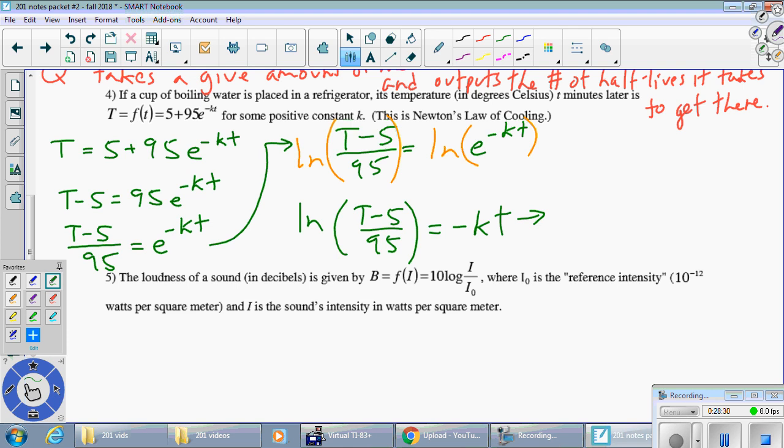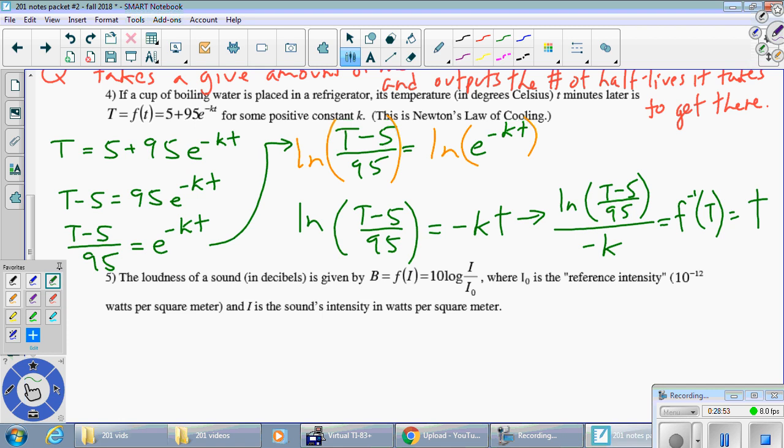Remember, we're trying to get t by itself. So ln of (T minus 5) over 95, divided by negative k, is equal to little t, and we could also call it f inverse of capital T. So the inverse function of the capital T function.